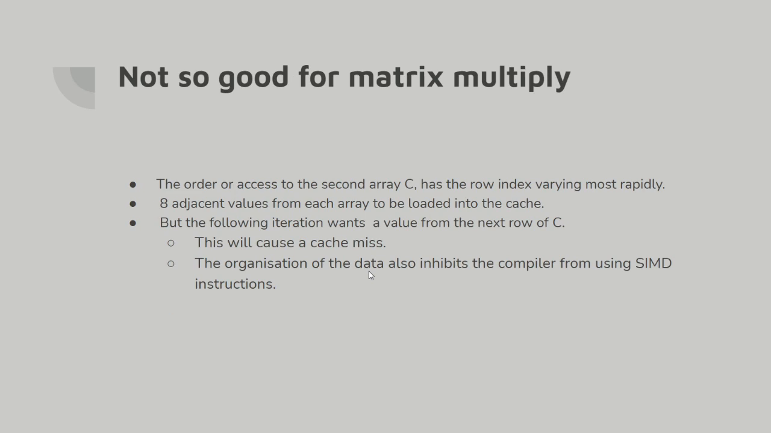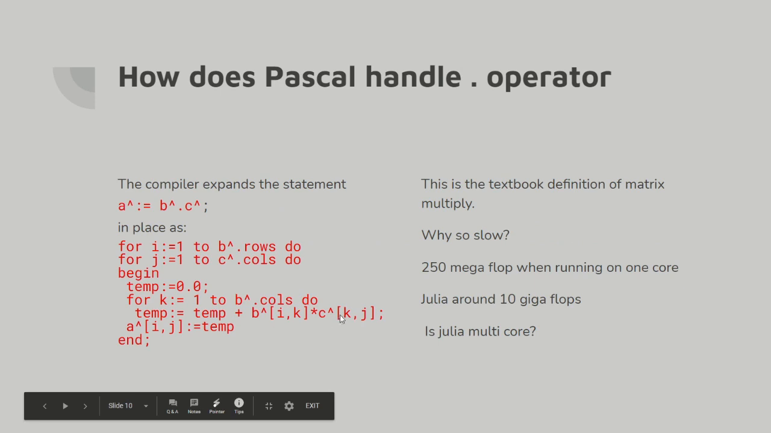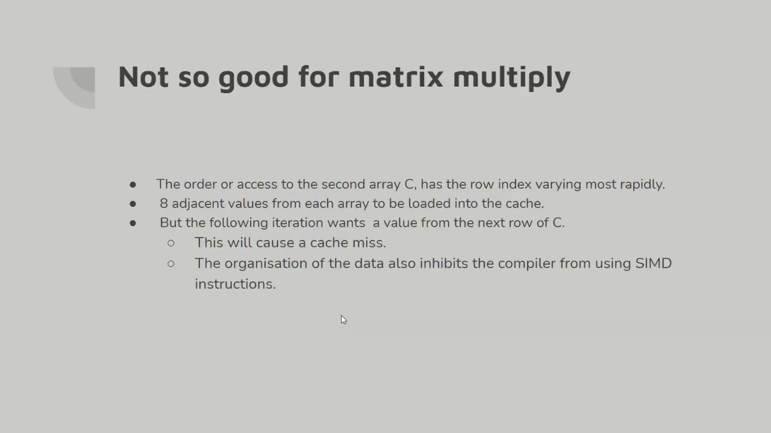But it's not so good for matrix multiply, because if you look at that original algorithm here, the access to the array C, the second array, has the row index varying most rapidly. As you go through an iteration, eight adjacent values from each array will be loaded into the cache on a typical Intel machine. But on the following iteration, it will want a value from the next row of the C matrix. And this typically will not be in the cache if you're dealing with a large matrix. And this will cause a cache miss. It also gives an organization of the data which inhibits the compiler from using SIMD instructions. The compiler looks at that and decides the elements of C are too far apart, so it can't use SIMD instructions.